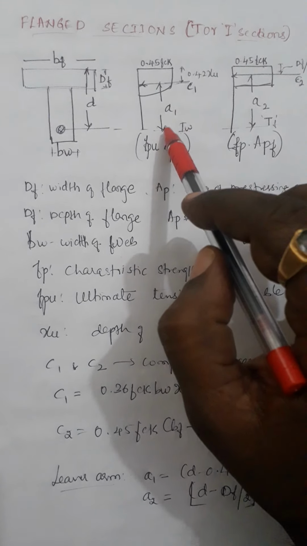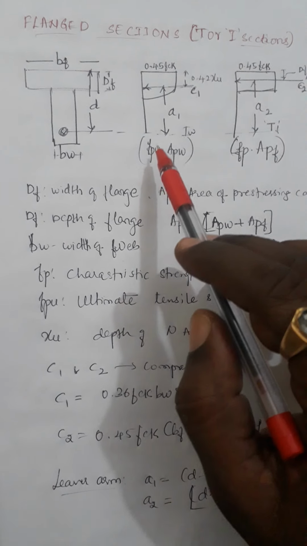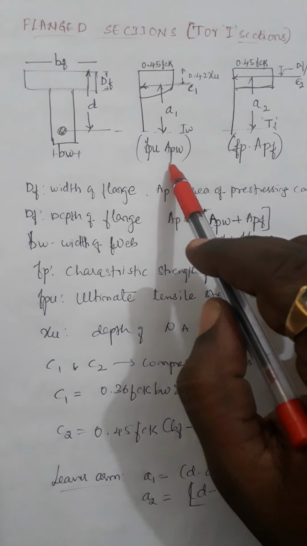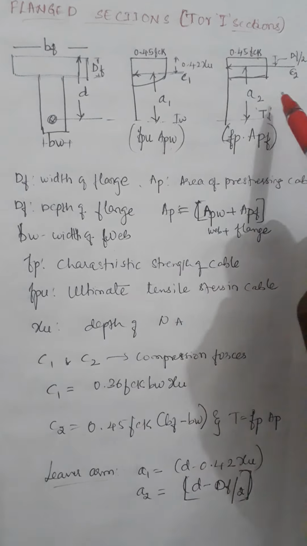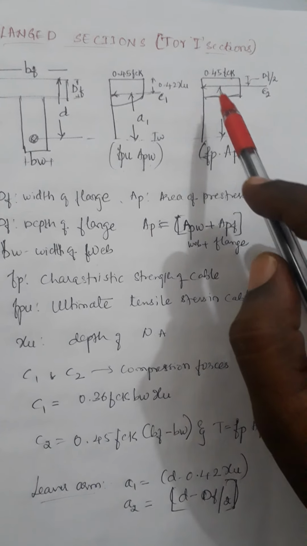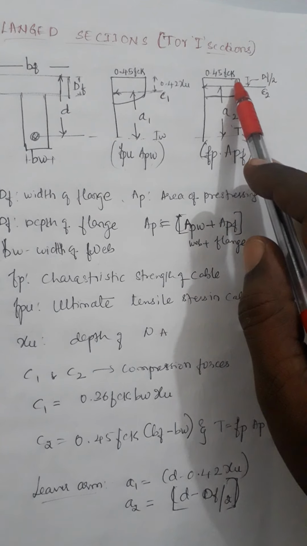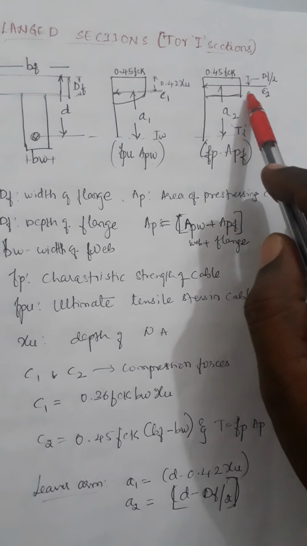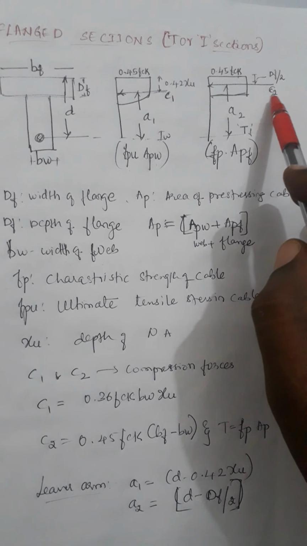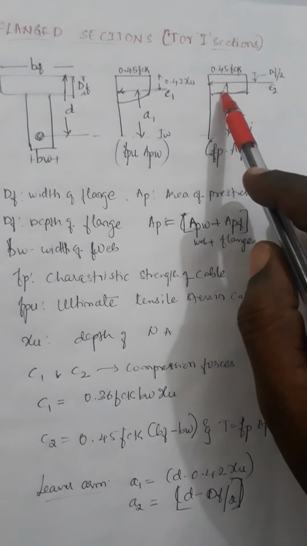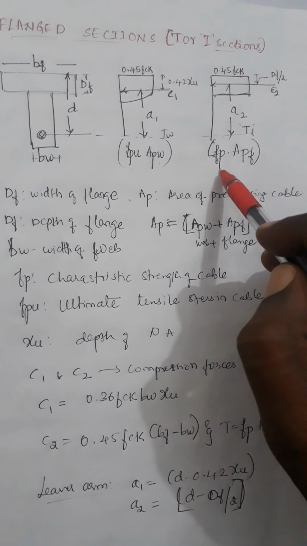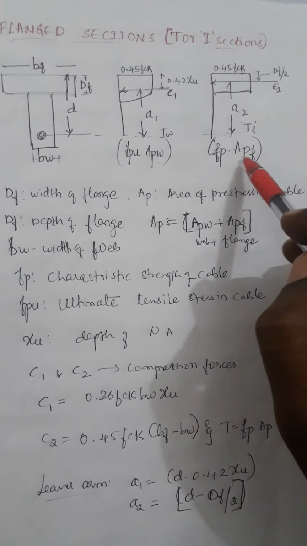So this is called A1, that is the lever arm. At the bottom it will be fpu into the area of pre-stressing web. Similarly, in another section, top 0.45 fck, and this will be the depth of flange divided by 2, and this is the compression member C2, and this is the lever arm A2, and here it will be Ap into fp.